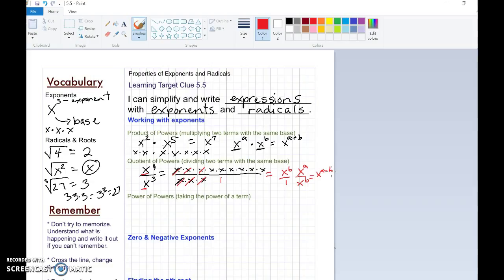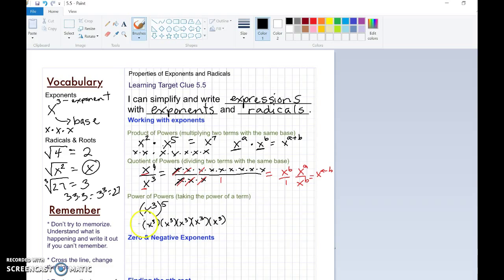Now, power of powers. Power of powers is when I have something like x to the 3rd to the 5th power. All right? X to the 3rd to the 5th power. Well, what does that mean? That means x to the 3rd times x to the 3rd times x to the 3rd times x to the 3rd times x to the 3rd.